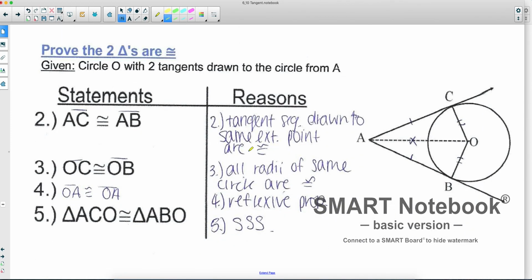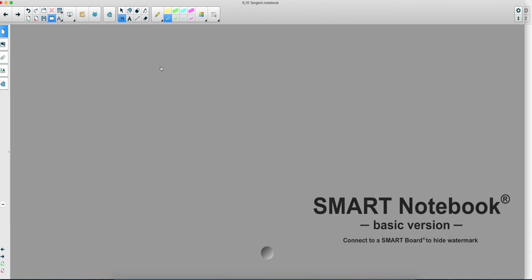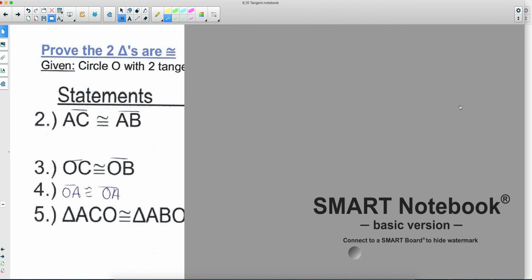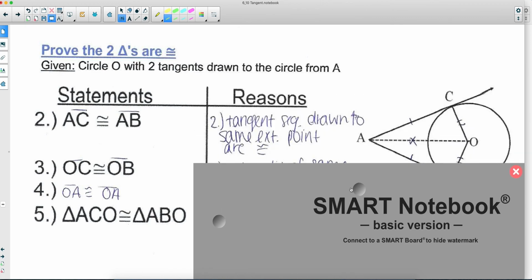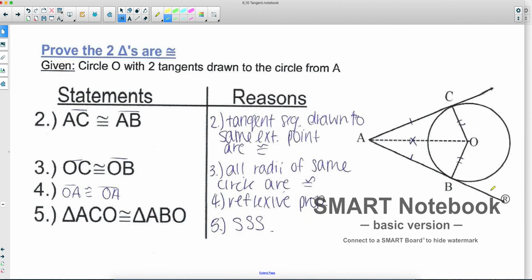All right, and then finally we have this little proof. So I know many of you are like, oh, proofs, I don't really like proofs, and I know. So what we're going to prove here is that if we have this diagram with these 2 tangent segments, AB and CA drawn in, how do we prove these 2 triangles, ACO and ABO, congruent? So here are some statements that are made, and we said that AC is congruent to AB.